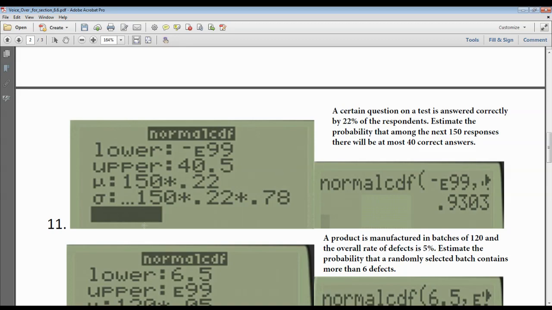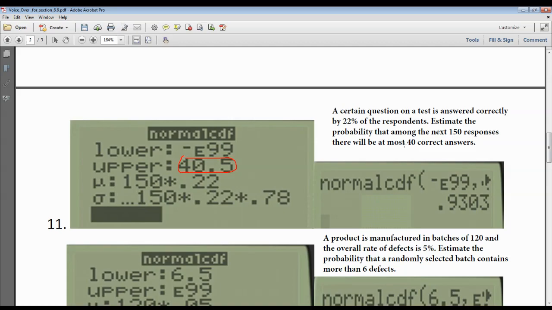So I've got to start here at 40.5. If I started at 39.5, I wouldn't include 40. Now, here's a question I see a lot.